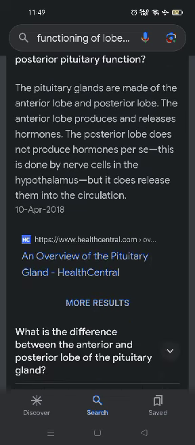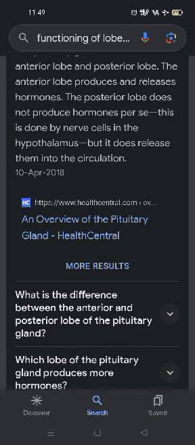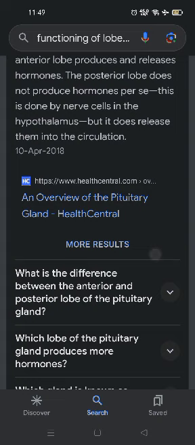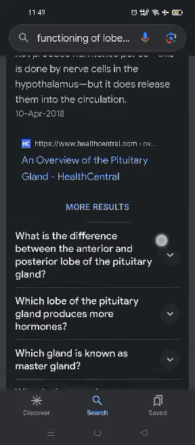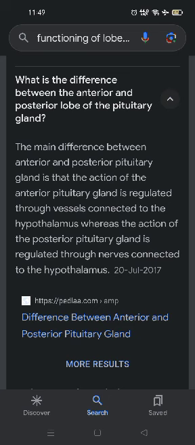The pituitary gland is made up of the anterior lobe and posterior lobe. The anterior lobe produces and releases hormones. The posterior lobe does not produce hormones per se. This is done by nerve cells in the hypothalamus, but it does release them into the circulation. What is the difference between the anterior and posterior lobe of the pituitary gland?